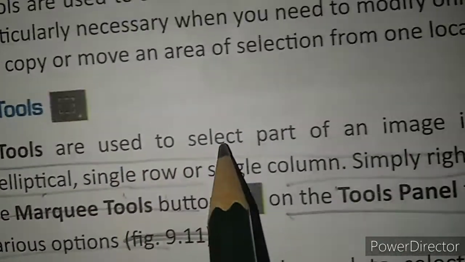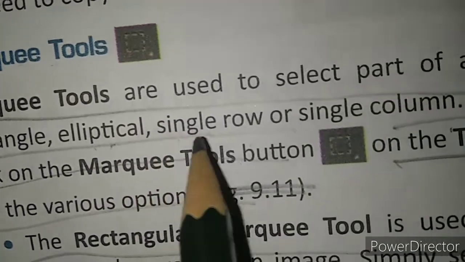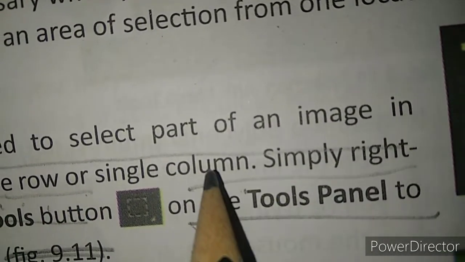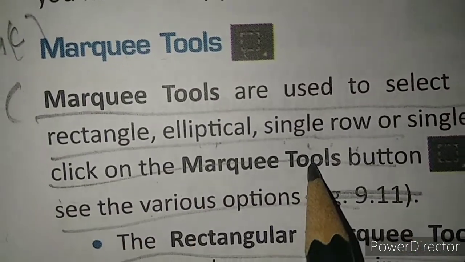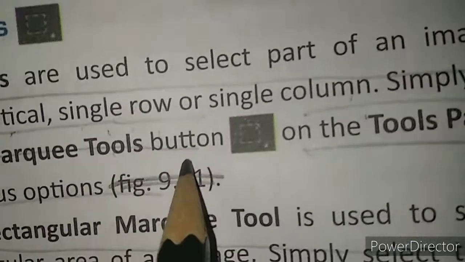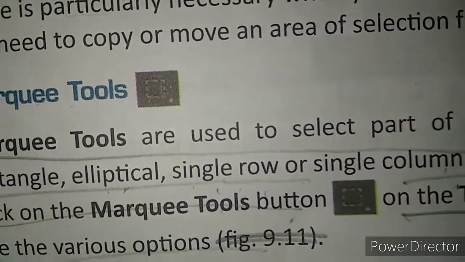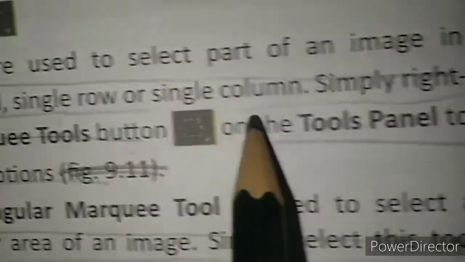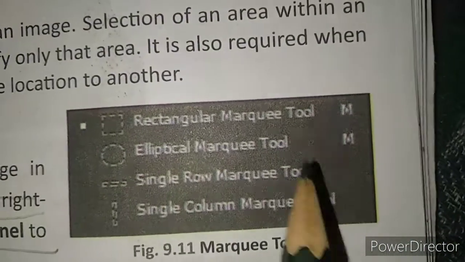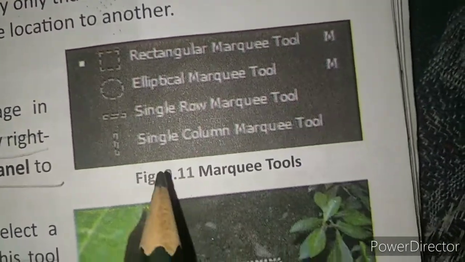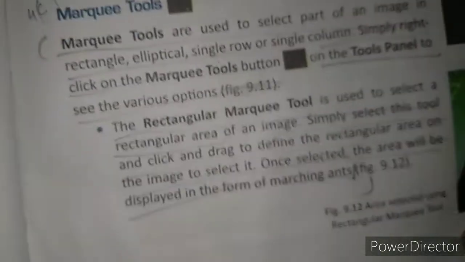Marquee tools are used to select part of an image in rectangle, elliptical, single row or single column, right? Simply right click on the marquee tool button. When you right click on the marquee tool button, these options will appear, and you can click on any one of them to select that particular type of marquee tool, and you can use it.